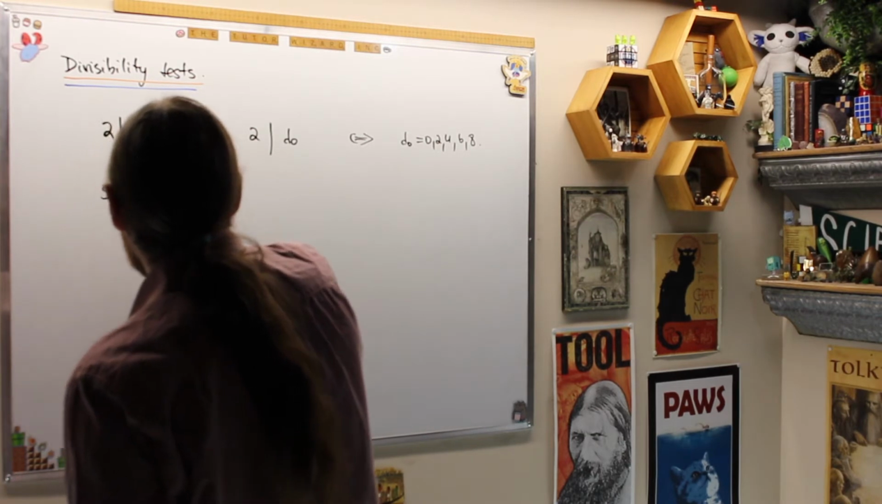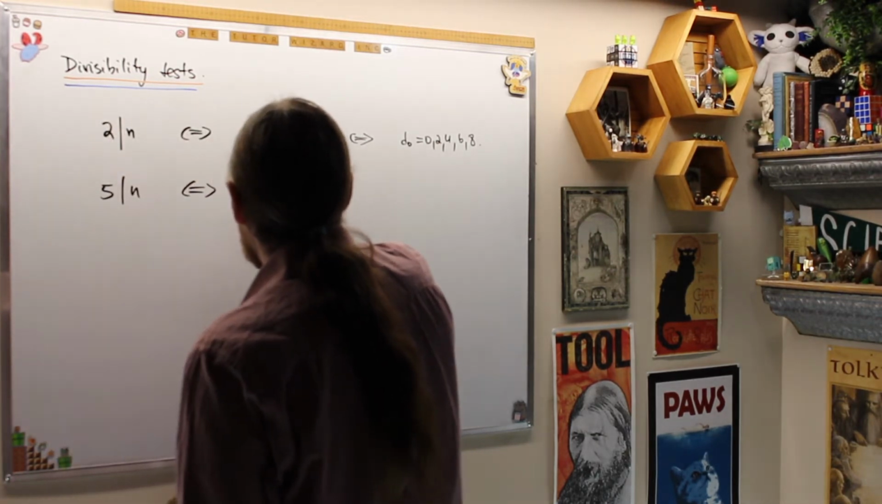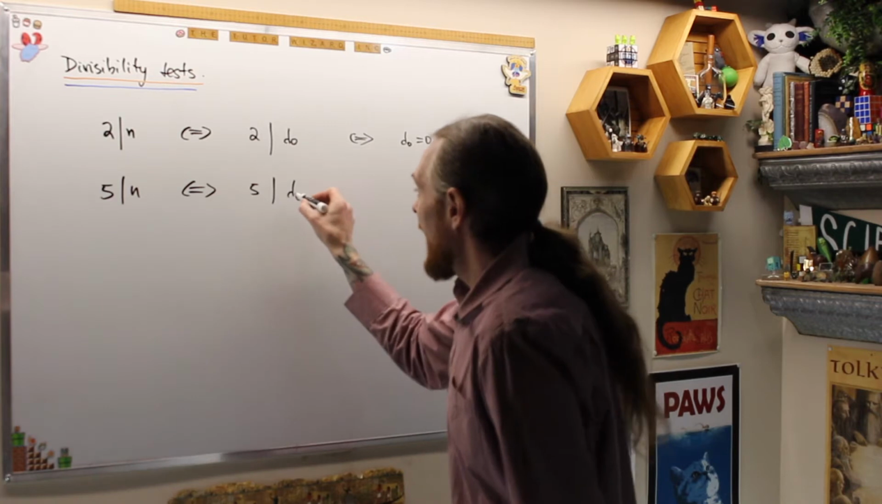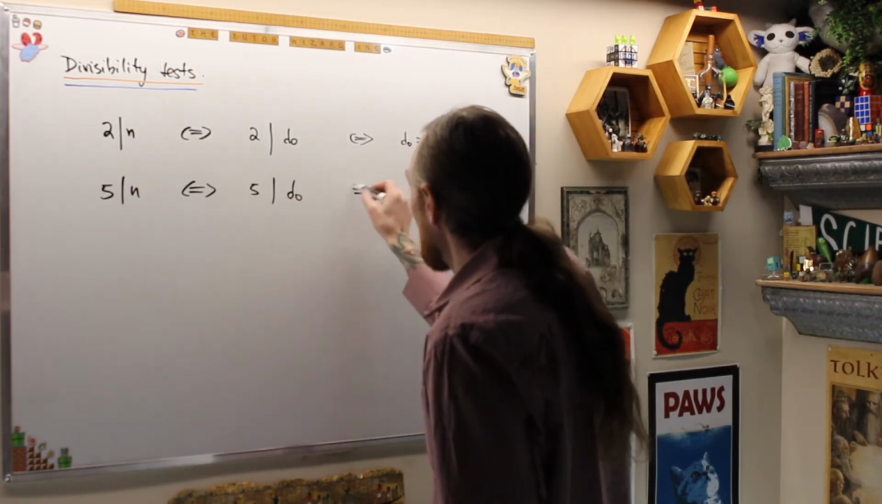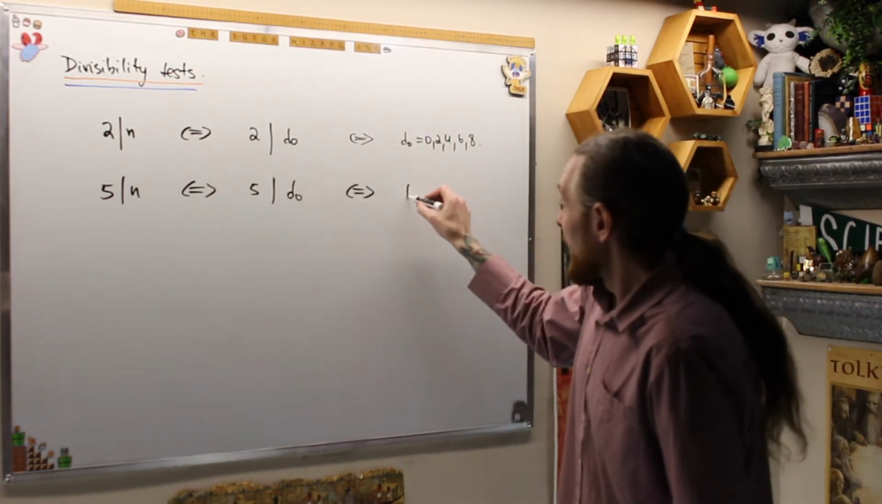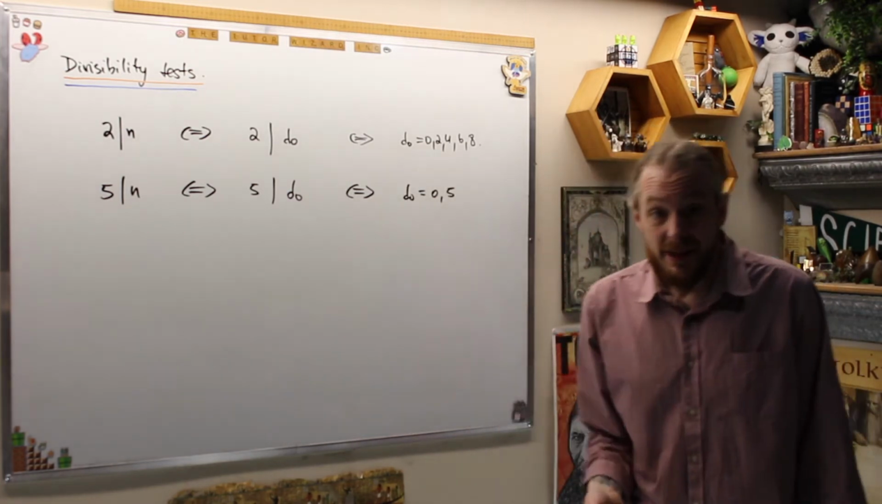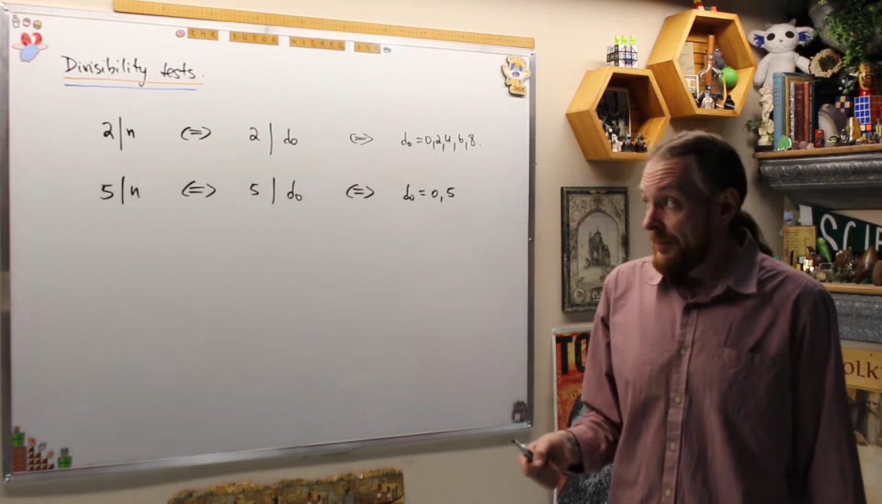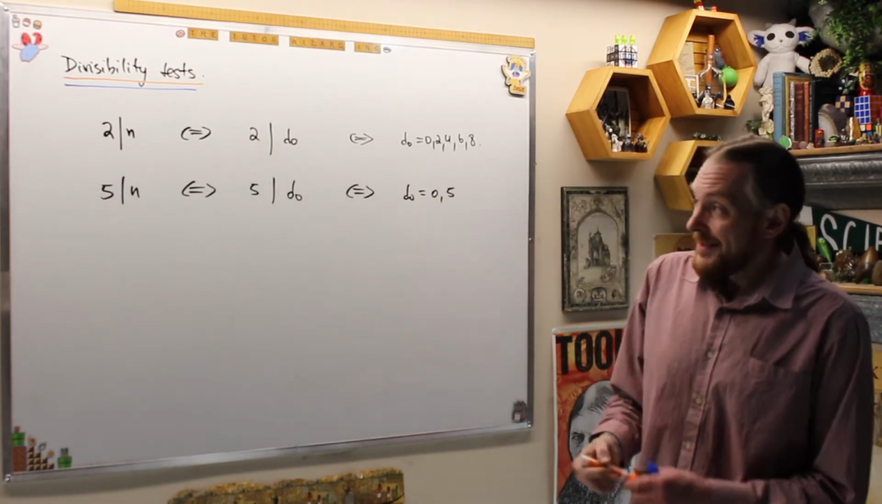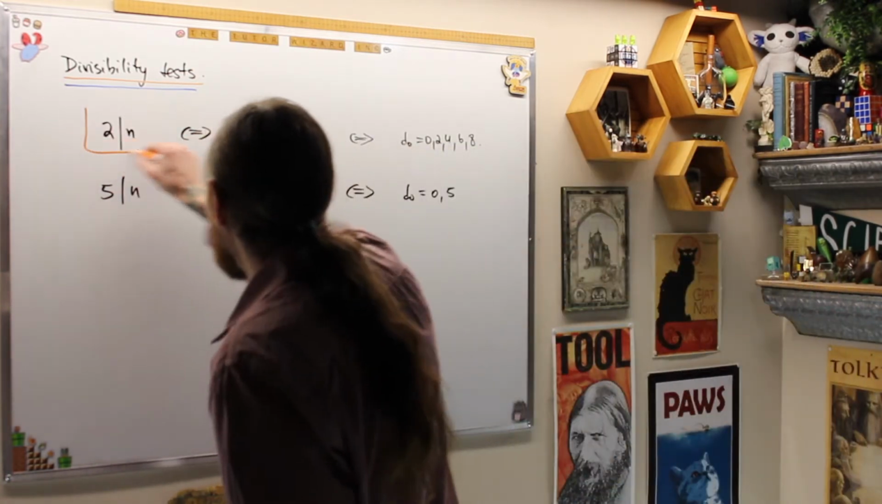5 divides n if and only if 5 divides the last decimal digit of n. And that means if and only if, when you look at this, the last digit has to be a 0 or a 5, because those are the only 2 single-digit numbers divisible by 5 in decimal. These are the first 2 tests. This is casting out 2's and casting out 5's.